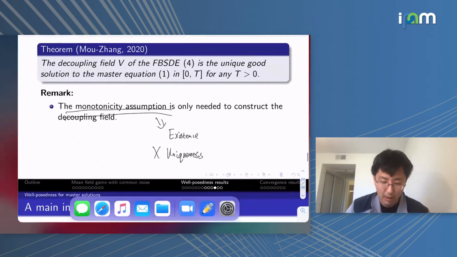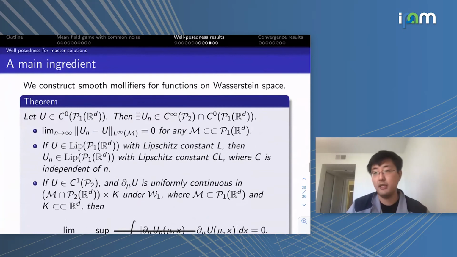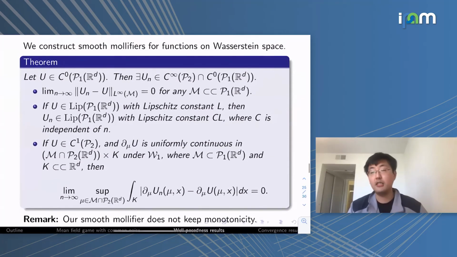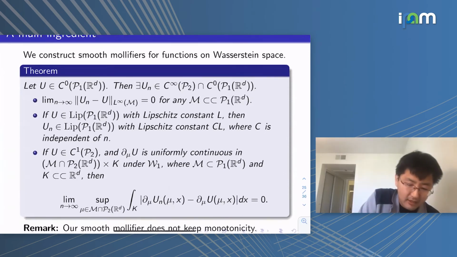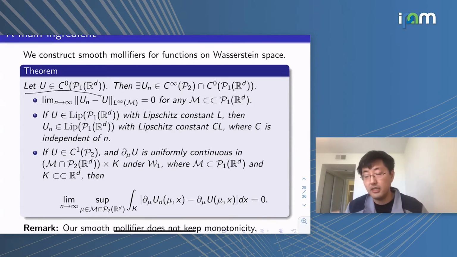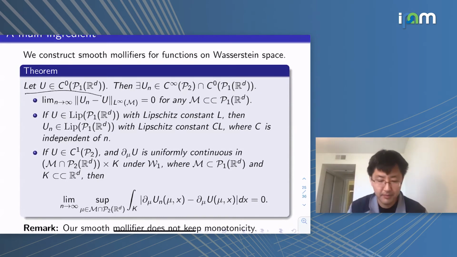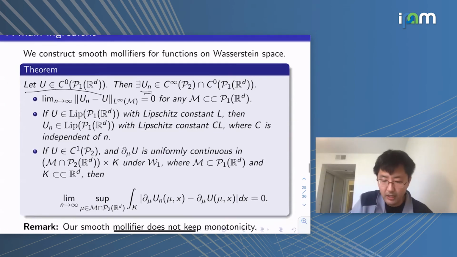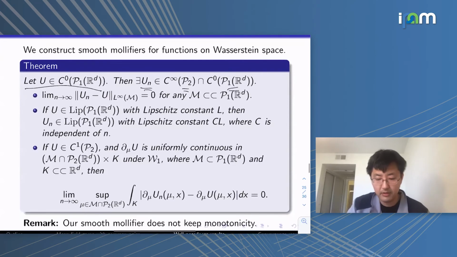Okay, and I want to say that the crucial ingredient in showing the wellposedness is the following: we construct smooth mollifiers for functions on Wasserstein space. To our knowledge, this is something new. Here, let U be in C0 with respect to the P1 Wasserstein metric, and we have Un. This is the construction. I don't want to go through the construction here. Un is C infinity in P2 and continuous in P1.